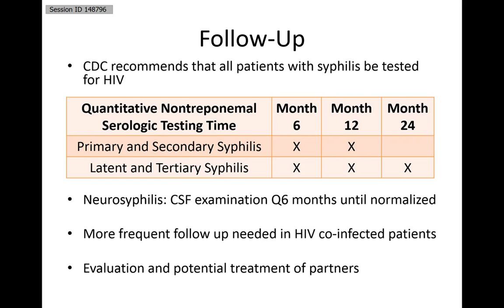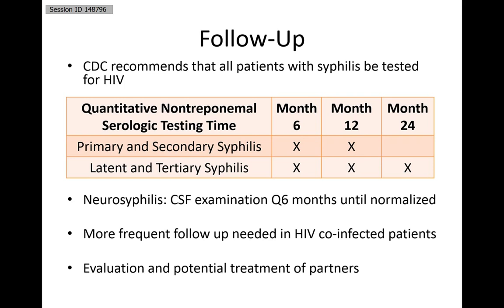Patients with primary and secondary syphilis should follow up at 6 months and 12 months and compare their antibody titer to see if there's a drop. If there is a more than four to six fold drop, it tells us that the treatment has been successful. If they have latent or tertiary syphilis, they have to follow up until 2 years. If patients are treated for neurosyphilis, we should examine their CSF every 6 months until it normalizes and they don't have any abnormal CSF.